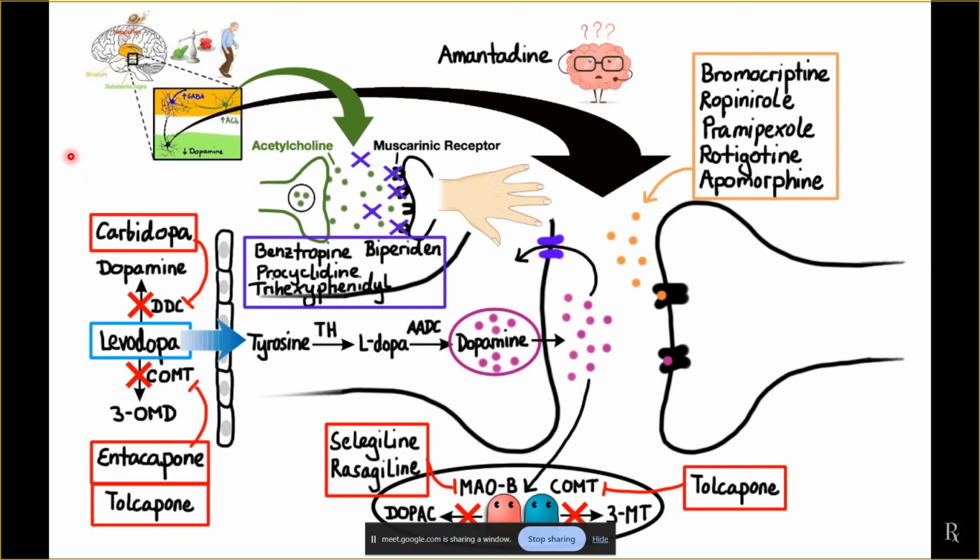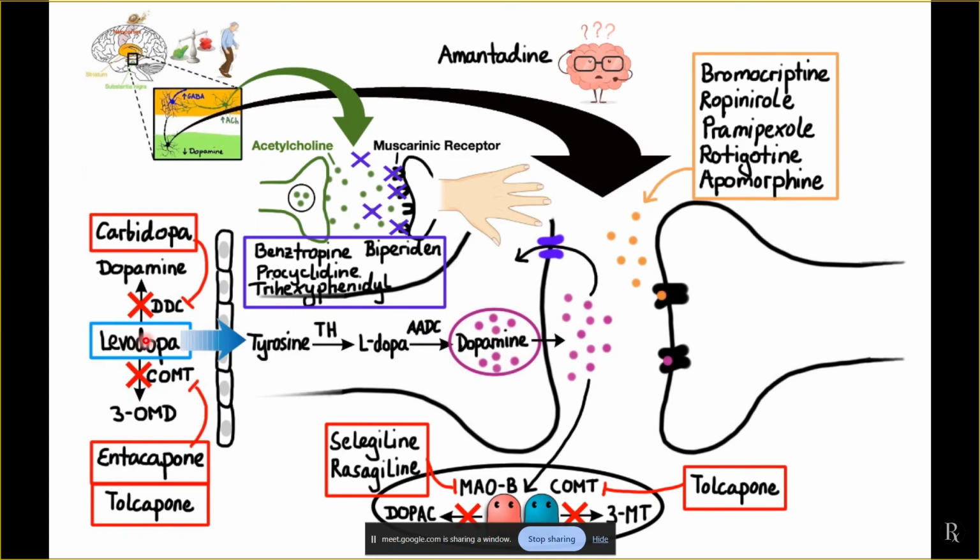Then let's discuss the drugs that can be used for the treatment. The first drug that is commonly used is levodopa. Levodopa is a precursor for dopamine, and once in the central nervous system, levodopa is converted to dopamine and can increase the amount of dopamine that is released from the dopaminergic neurons. That is the primary mechanism of action of levodopa.